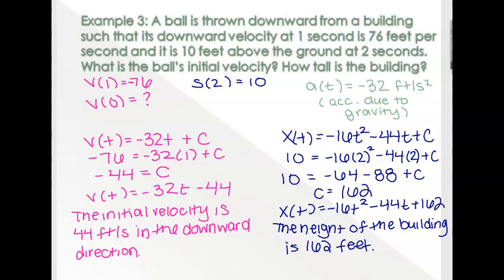So it says, what is the ball's initial velocity? Well, the initial velocity is 44 feet per second in the downward direction. So our equation would be v of t equals negative 32t minus 44.